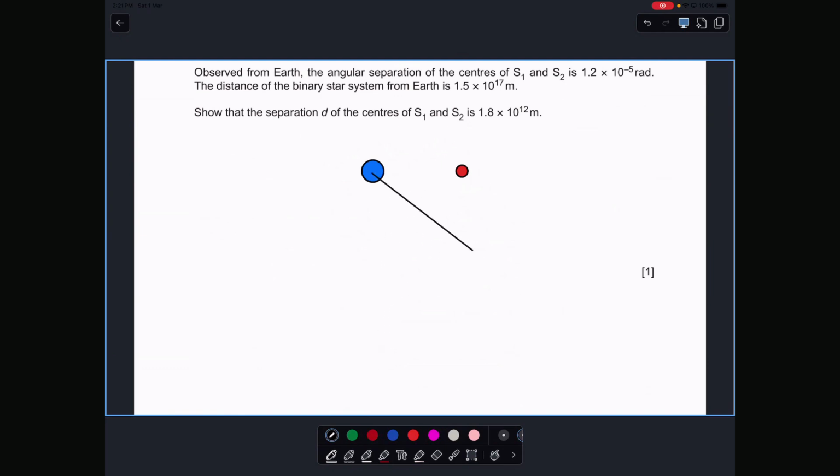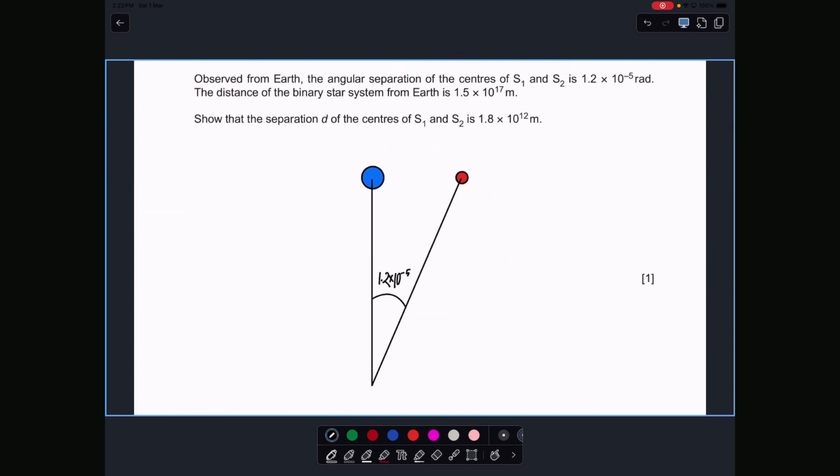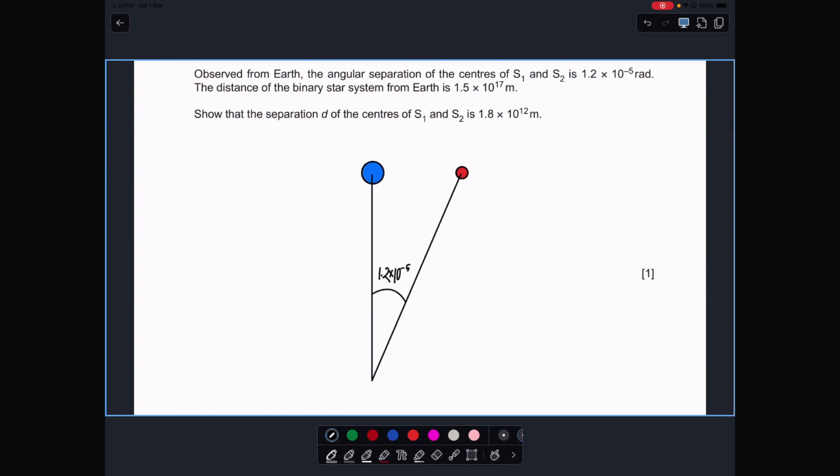Like for the angle is taken from where? Very good, right? So from Earth, if you take this, the angle between the two seen from Earth is 1.2 into 10 to the power minus 5. Is that what you meant? Yes, correct. And it says a distance of the binary system from the Earth is 1.5 into 10 to the power 17 meters. Which one is that? One of the radius. Yes, correct.